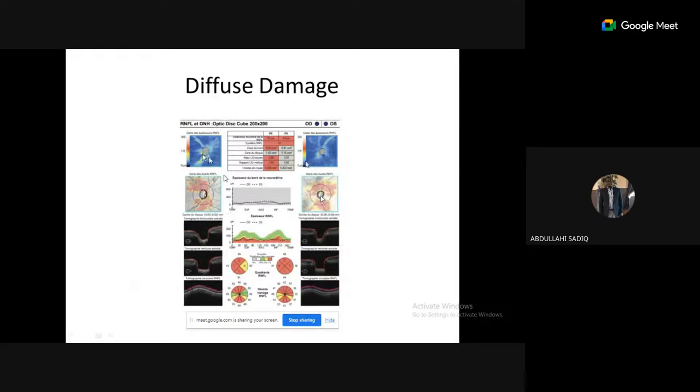If you look at the graph here, you will see that everything is down in both the right and the left eye. So the double hump is lost. Everything is down here within the red zone. And of course, if you look at the quadrant distribution, all the measurements are low. This is for the three, this is for three also, and also in the clock hour distribution. So basically it shows you that there's diffuse loss in this scan.